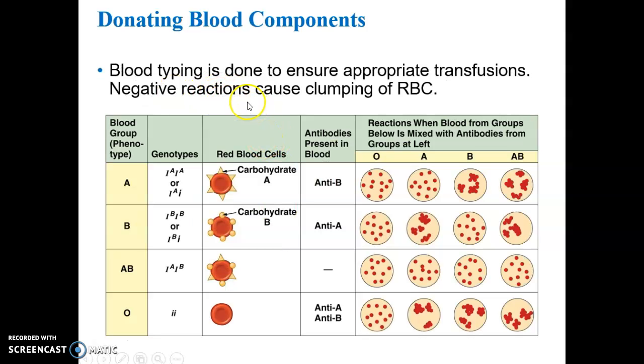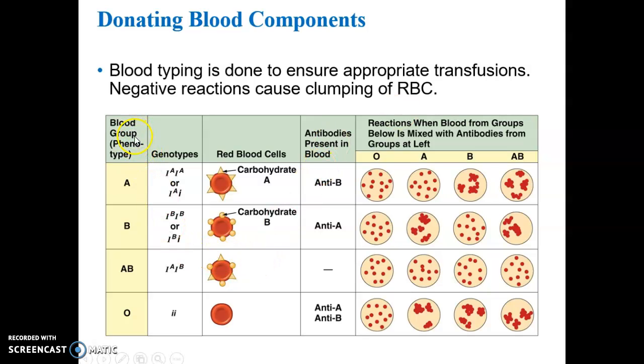So blood typing is done, blood matching, to ensure appropriate transfusions and minimize any potential cross reactions or negative reactions that can cause clumping, something called agglutination of the red blood cells, which can be harmful. Worst case scenario, it can even be fatal.